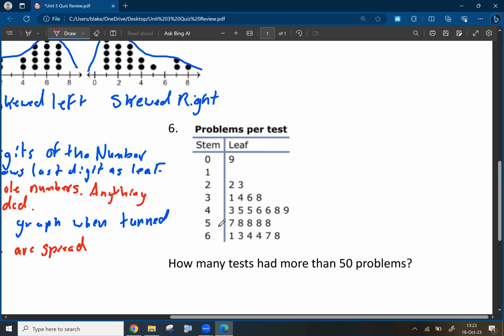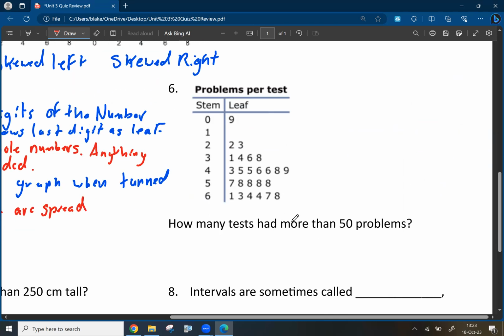Number 6, problems per test. How many tests had more than 50 problems? So we're missing a key on this. Unfortunately, remember every stem plot is supposed to have a key. I probably cut it off when I screenshotted it. That's my fault. But let's go ahead and add a key real quick. So for example, 3 | 4 equals 34. So of course 2 is 22, 3 is 23, 1 is 31, 4 is 34, and so on and so forth.